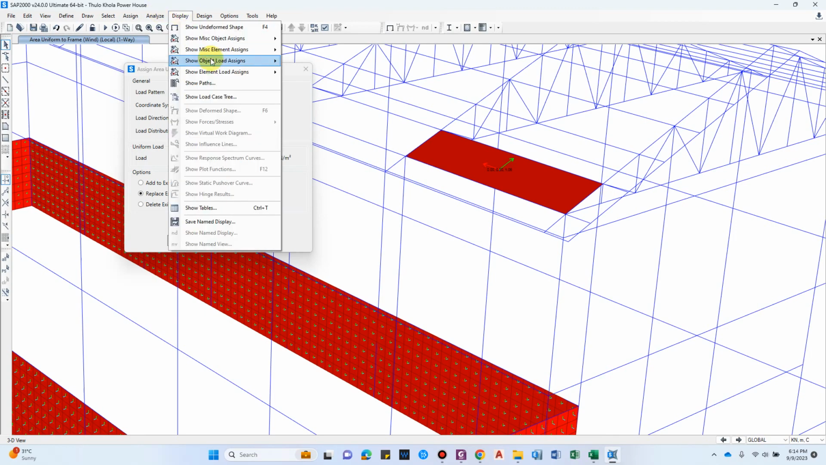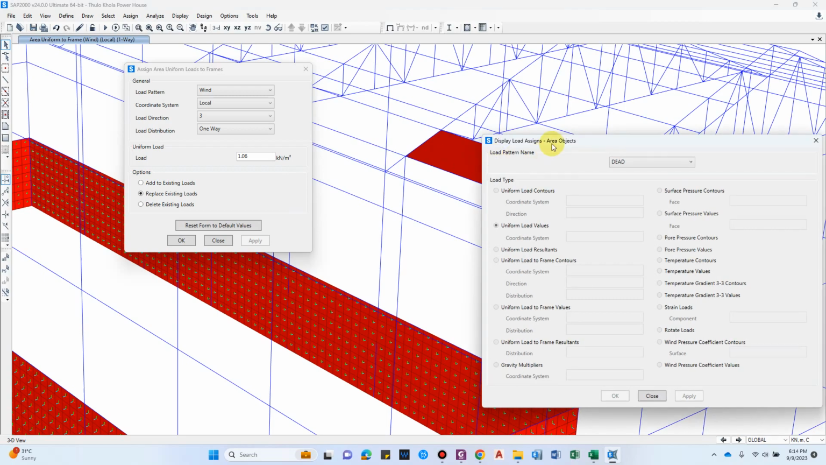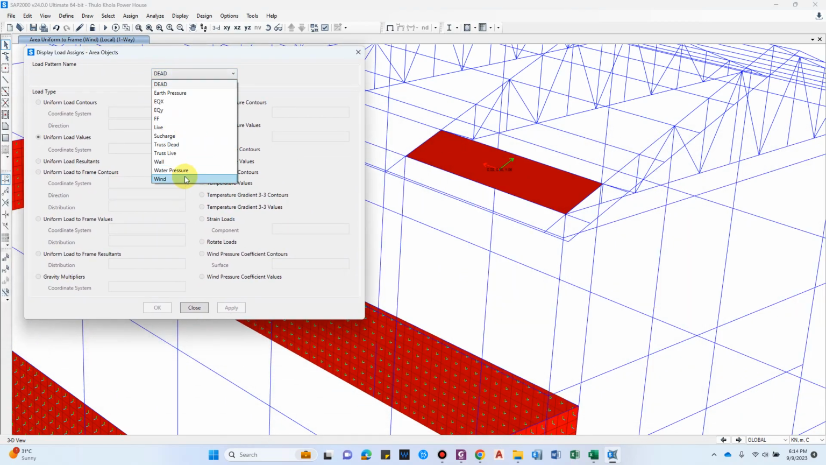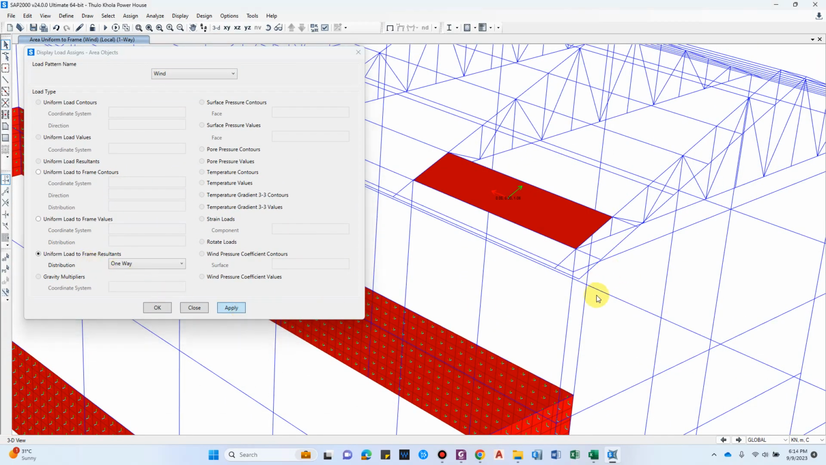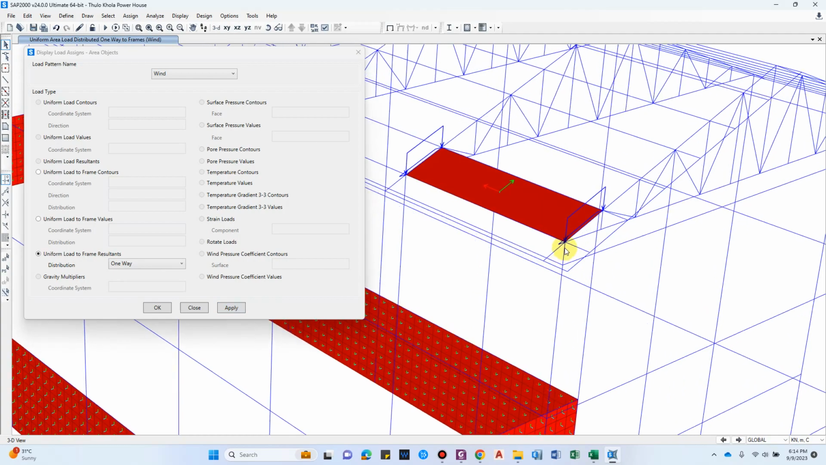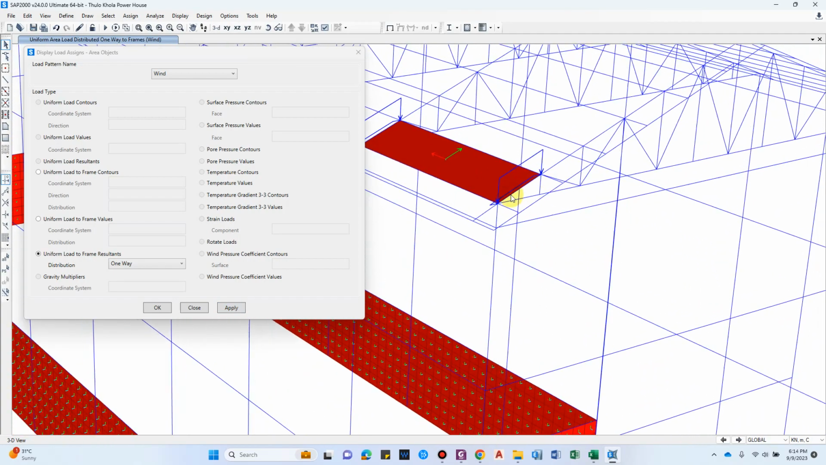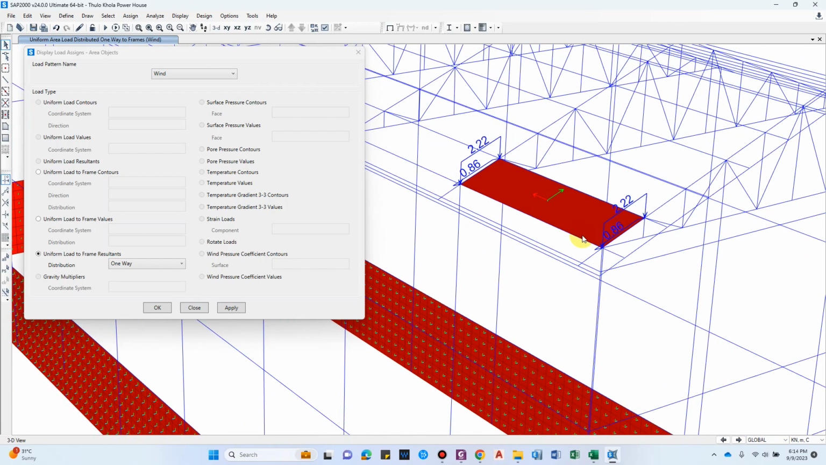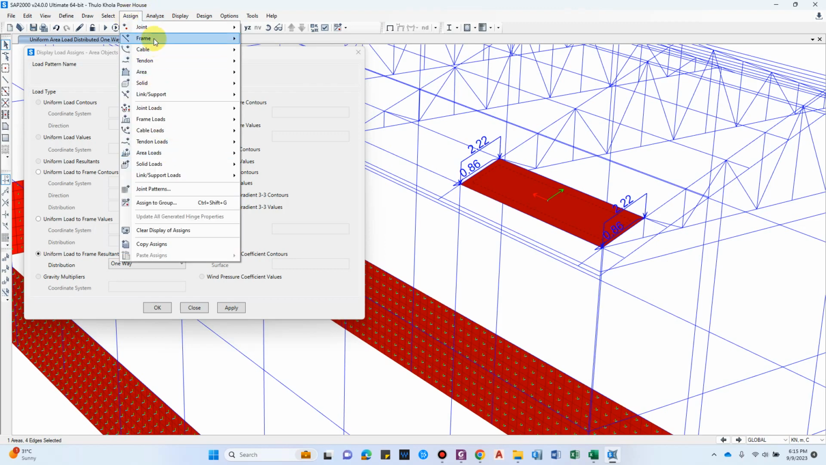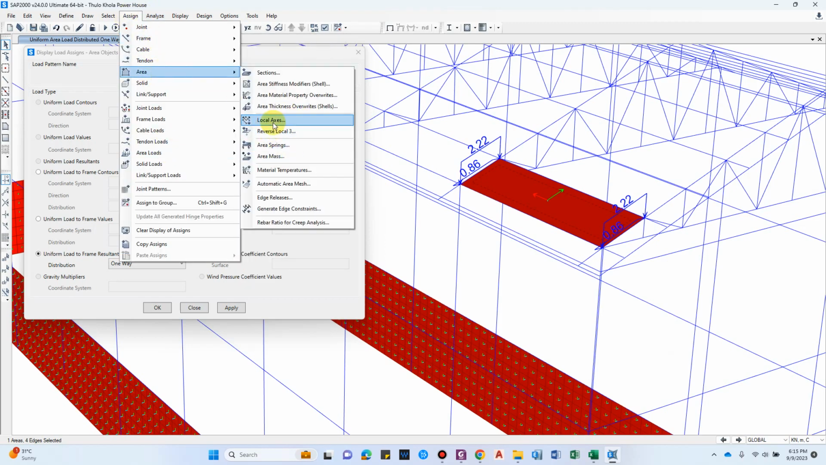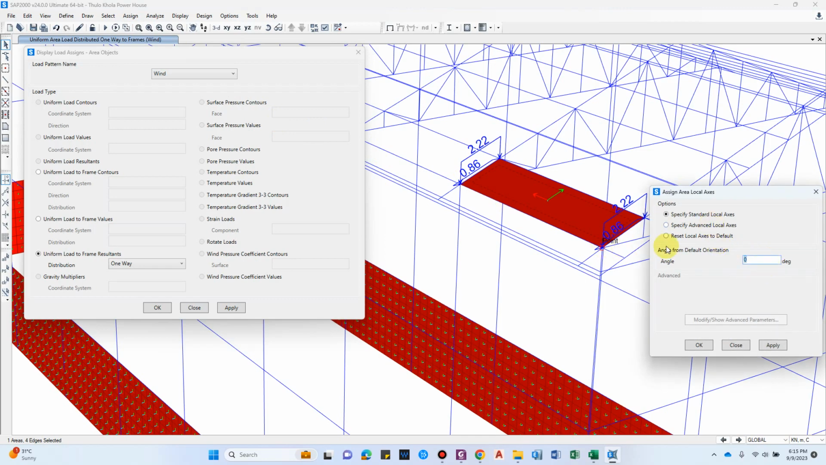So we can simply go to display. Here you have display, show object load assign. Go to the area and simply select wind. Make sure this is one way. So it has been applied in this direction, which is not our case. So what we have to do is simply go to assign, and here we have area, local axis, 90°, apply, and now select here apply.